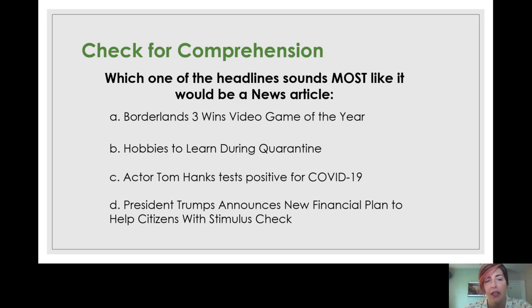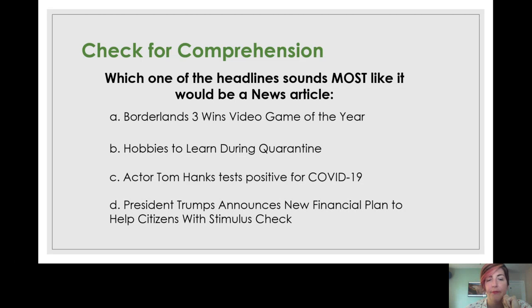All right, so let's do a check for comprehension. Which of the headlines sounds most like it would be a news article? Is it A, Borderlands 3 wins video game of the year? B, hobbies to learn during quarantine? C, actor Tom Hanks tests positive for COVID-19? Or D, President Trump announces new financial plan to help citizens with the stimulus check?